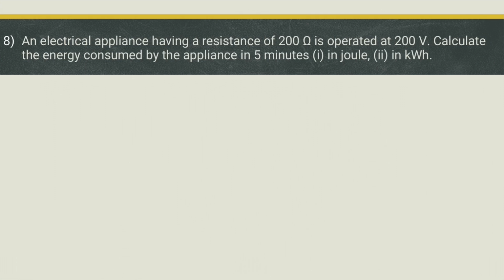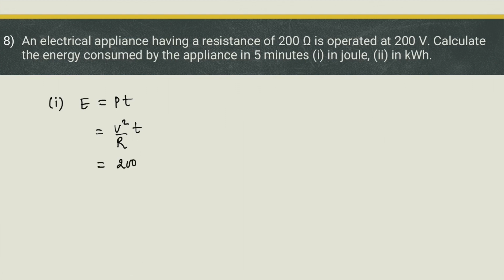Eighth, an electrical appliance having a resistance of 200 ohm is operated at 200 volt. Calculate the energy consumed by the appliance in 5 minutes in joule as well as in kilowatt hour. So first let us find out the energy in joule. Energy is equal to power into time, but here power is not given directly, so we have to use the formula V square upon R for power into time.